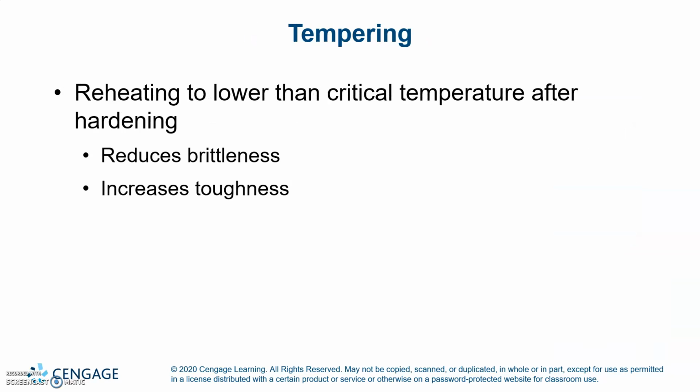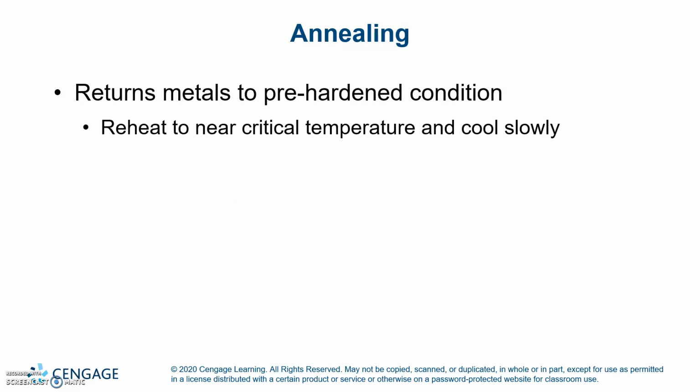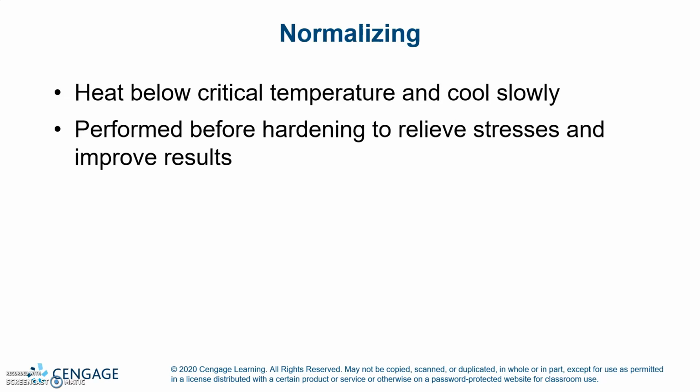Reheating to lower than critical temperatures after hardening reduces brittleness and increases toughness. Annealing returns metals to the pre-hardened condition: reheat to near critical temperature and cool slowly. Normalizing: heat above critical temperature and cool slowly. Perform before hardening to relieve stress and improve results.